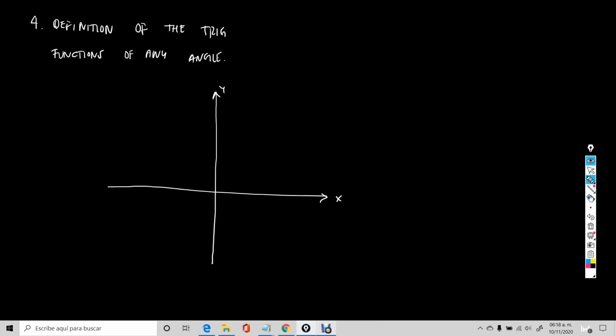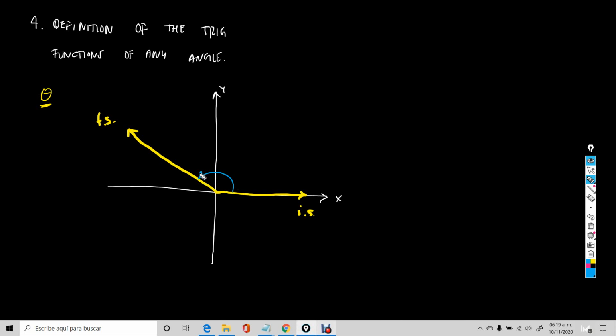So let's say that you want to define the trigonometric functions for an angle theta. What we do is this. We're going to draw such angle in standard position. Initial side. And let's suppose that this is the terminal side of theta. And let's suppose that theta rotated in this direction.